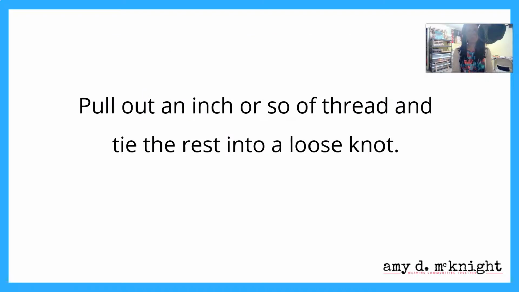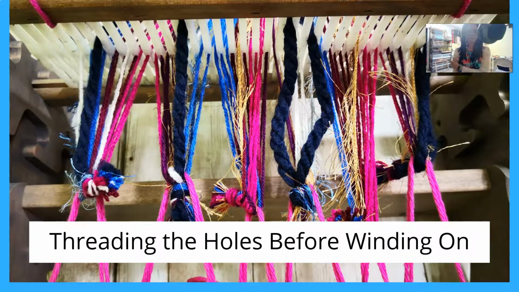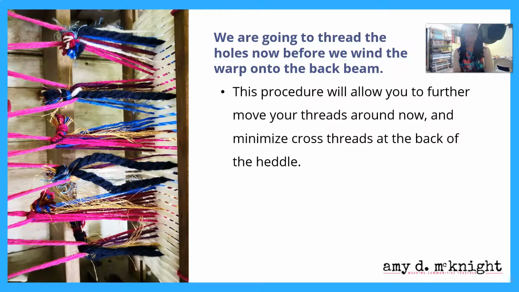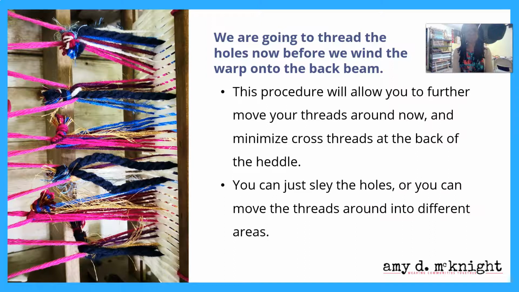All right, so we're going to pull an inch or so of thread and tie the rest into a loose knot. And then we're just going to tie it into bundles. Now, this procedure is going to allow you to further move your threads around and minimize the cross threads at the back of the heddle.